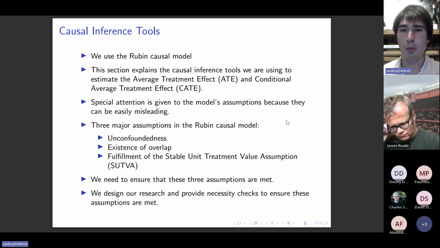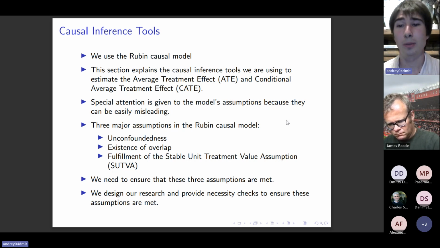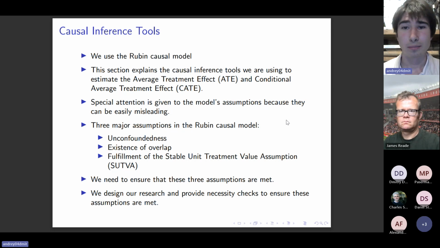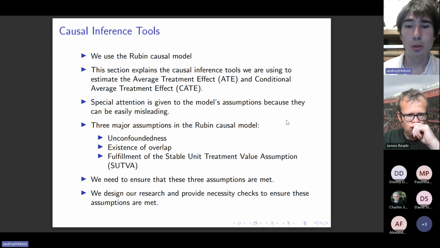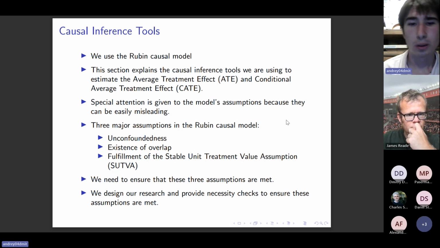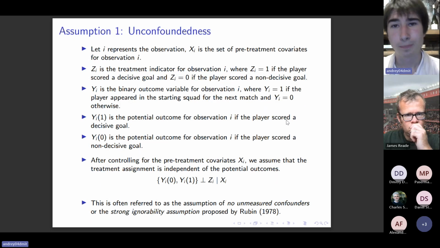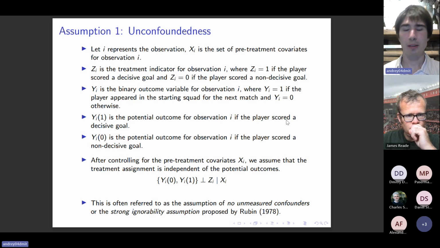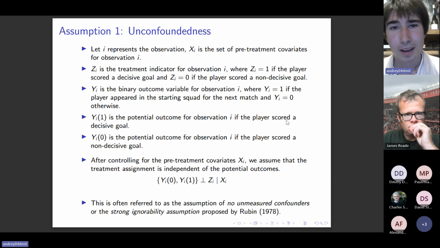And what are these three assumptions I was talking about? Unconfoundedness, existence of overlap, and fulfillment of the stable unit treatment value assumption, in the future I'll say just SUTVA. We need to ensure that these three assumptions are met, and we design our research and provide necessary checks to ensure these assumptions are met. So, the first assumption, unconfoundedness.